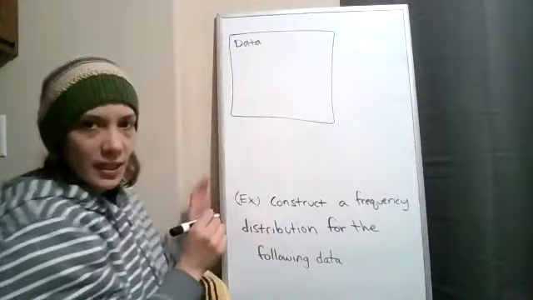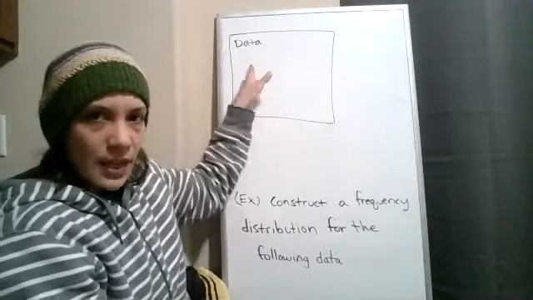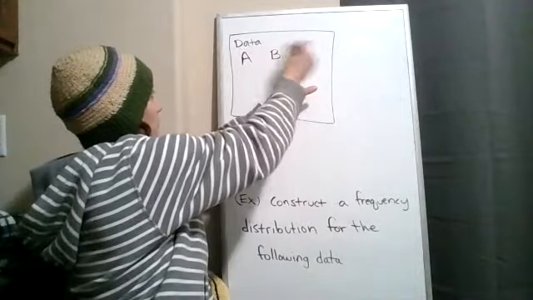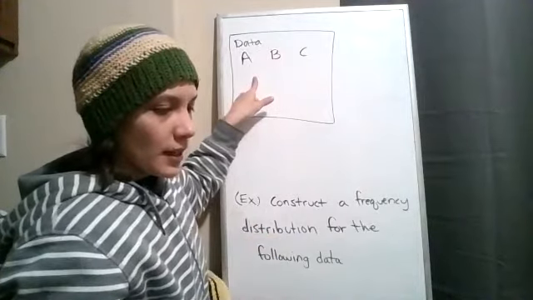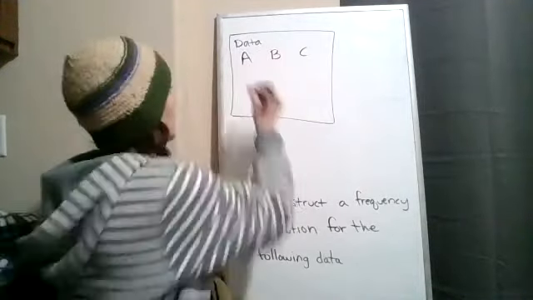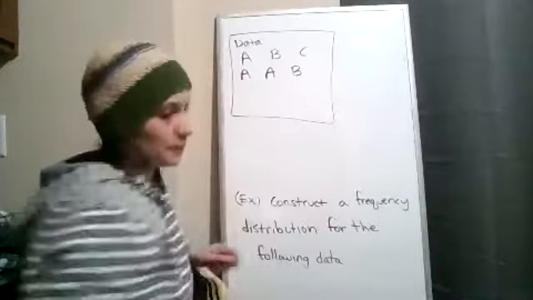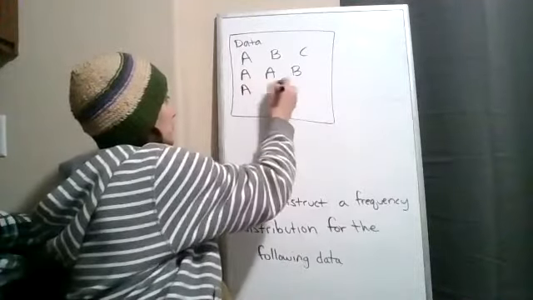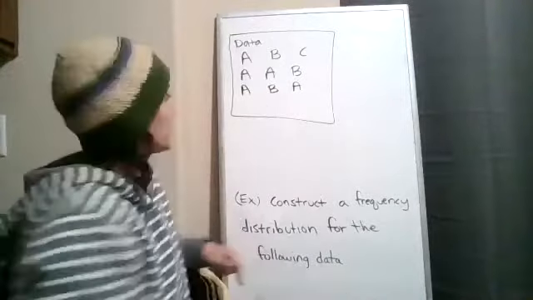So just to keep things organized, here's my data. It goes A, B, C. Then A, B. A, B, A. C, A, A.